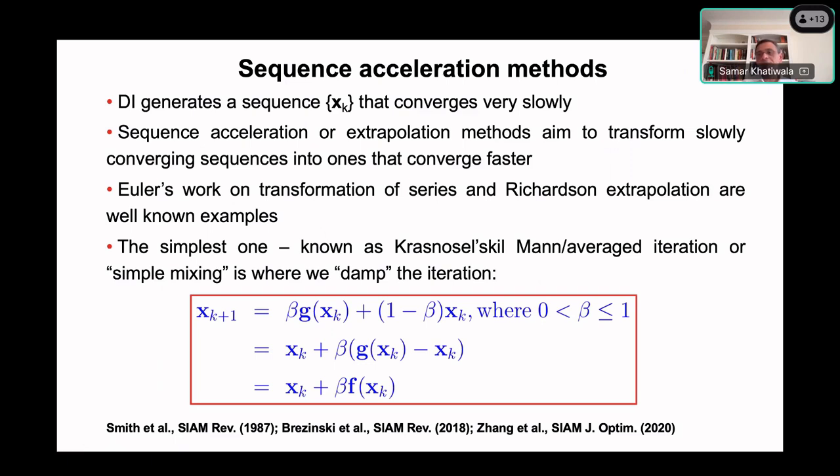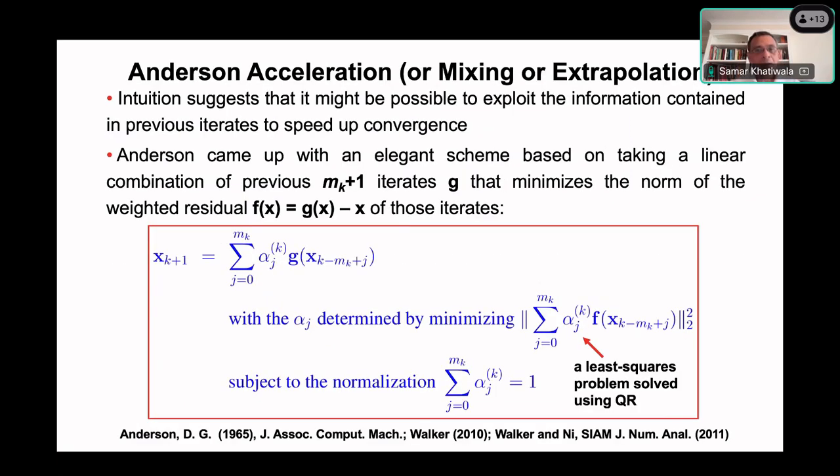So this is just a very simple example of how you can apply sequence acceleration to whatever model you're dealing with, or whatever the problem is. The one that I'm going to be using is due to D.G. Anderson, who came up with this really elegant scheme that takes not two previous iterates like in the example before, but mk previous iterates.